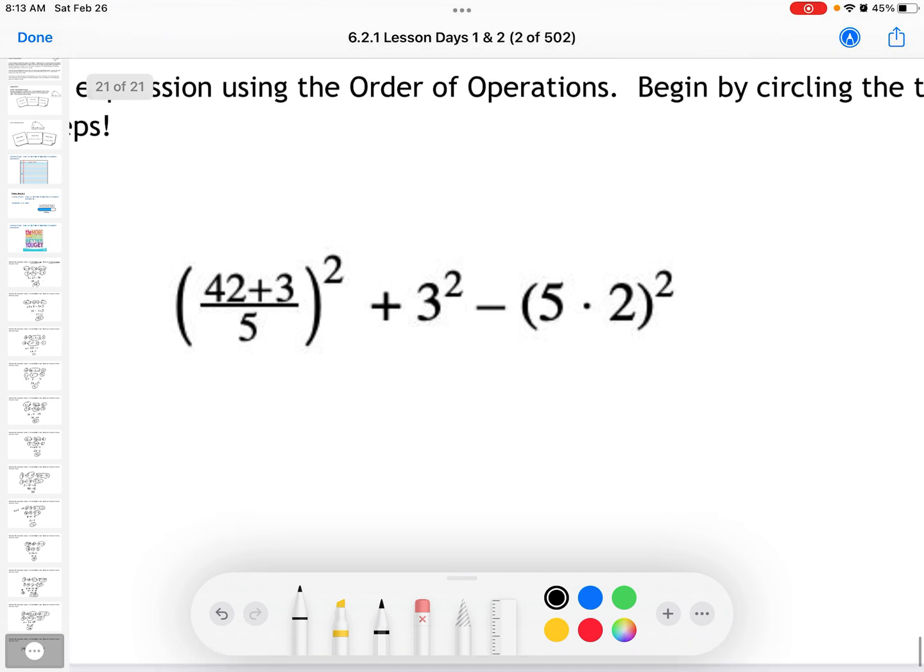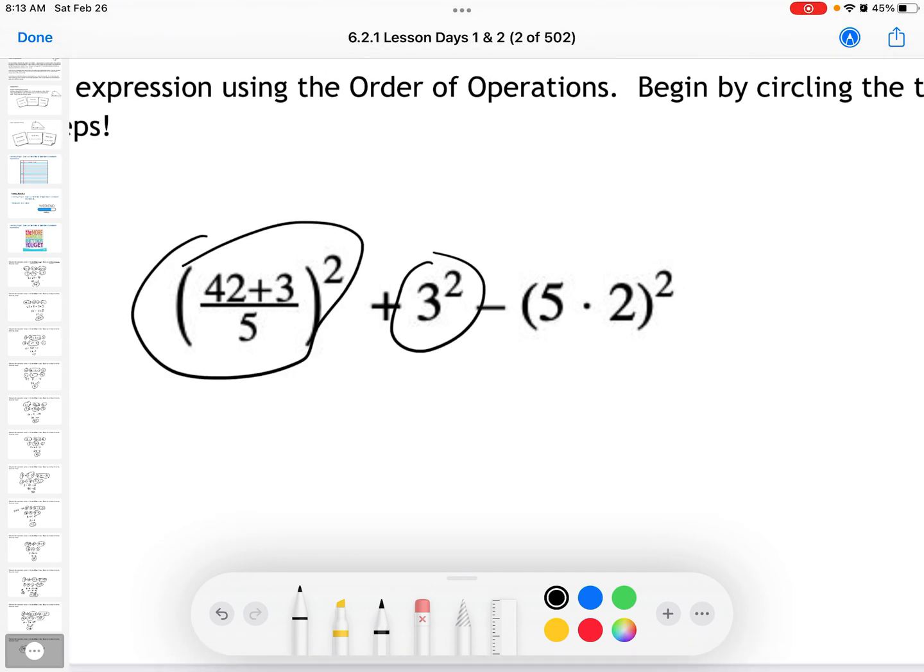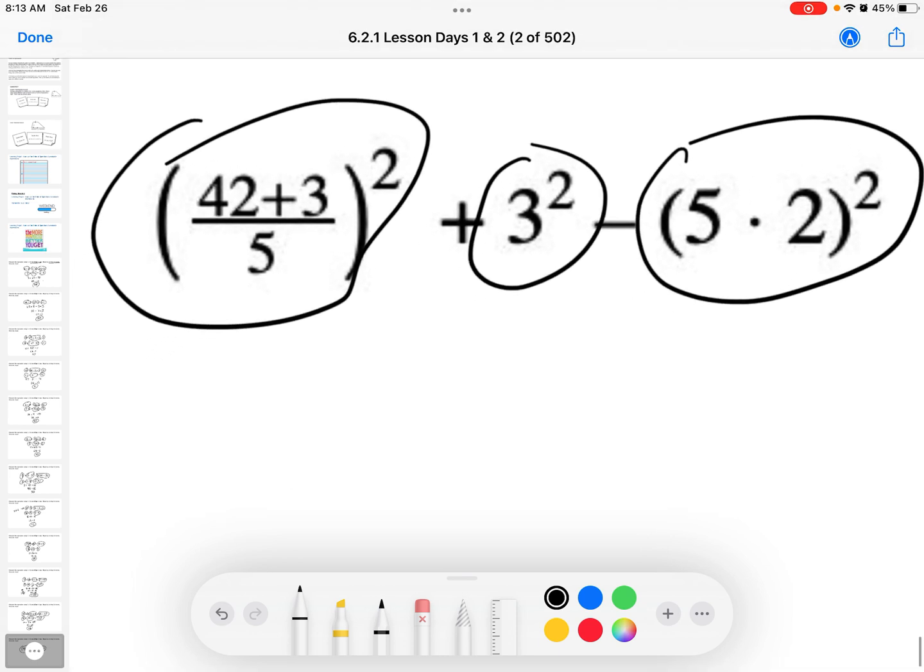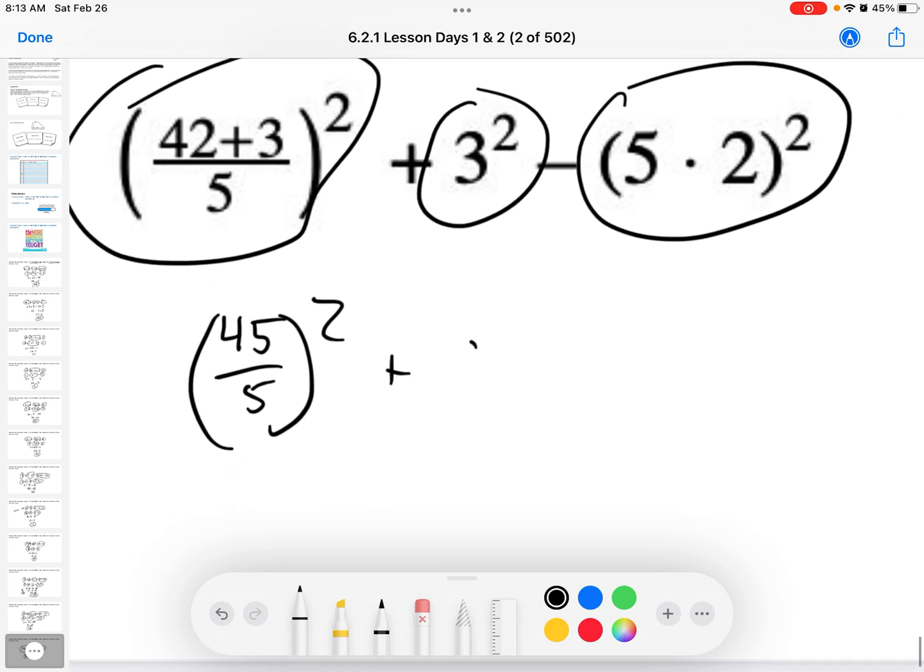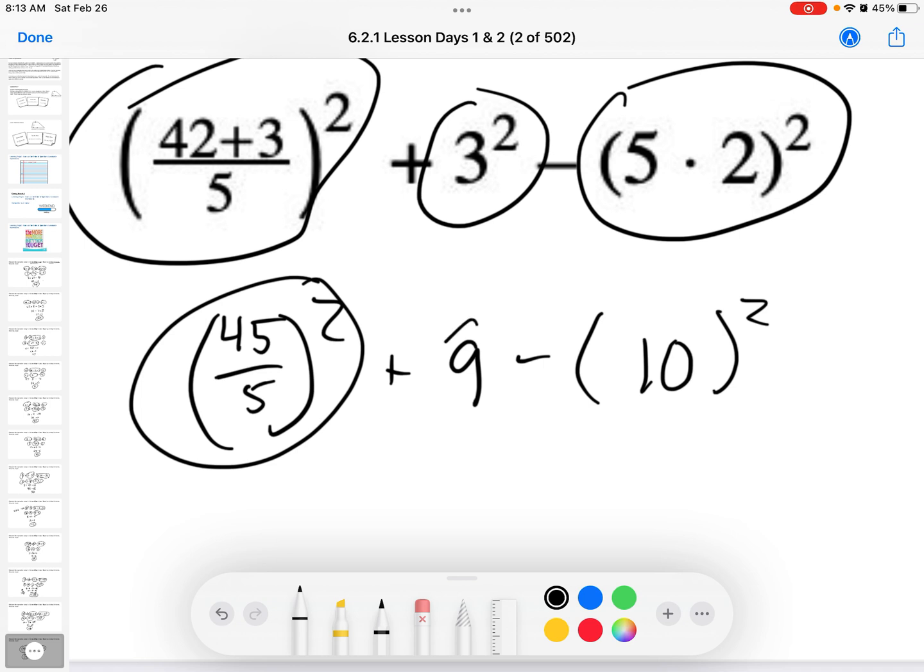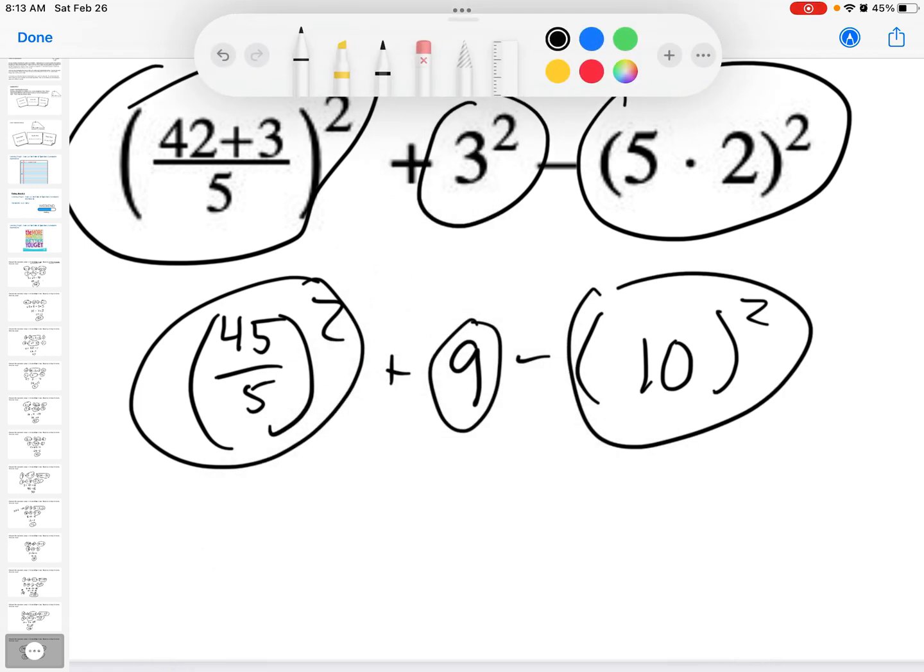All right, last one. 1, 2, 3. Ooh, that first one's messy. Well, first thing we have to do is add, because we got to add before we can divide. So we have 45 divided by 5, parentheses, squared, plus, this one can take a little extra work. 3 squared, which is 9, minus. We have to do what's inside the parentheses first, so we get 10 inside of there. We still have 3 terms. 1, 2, 3.